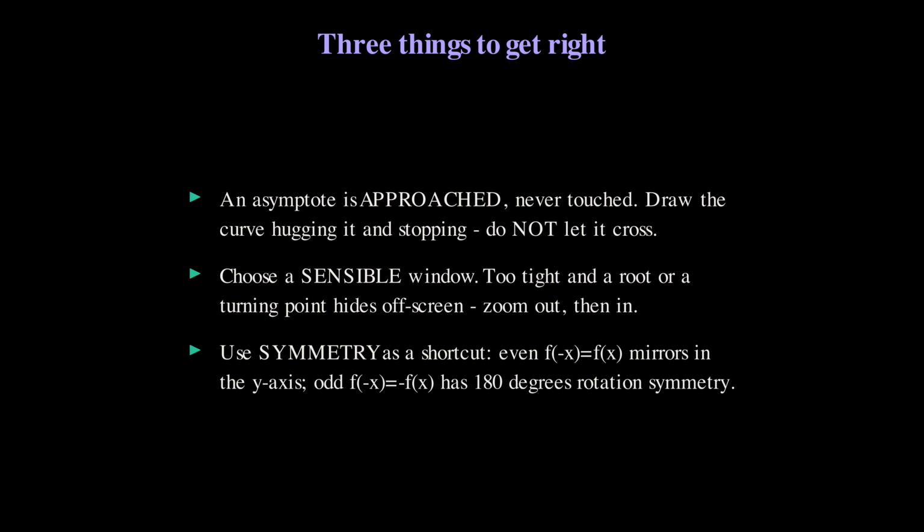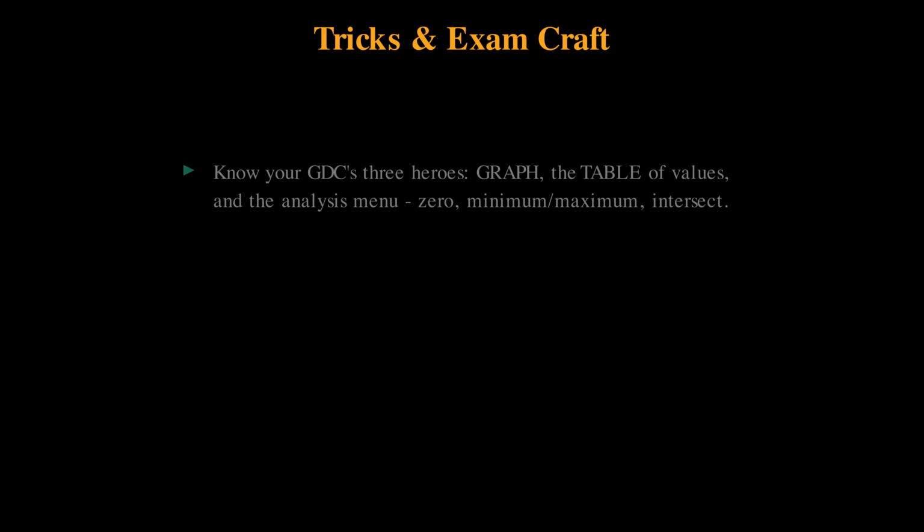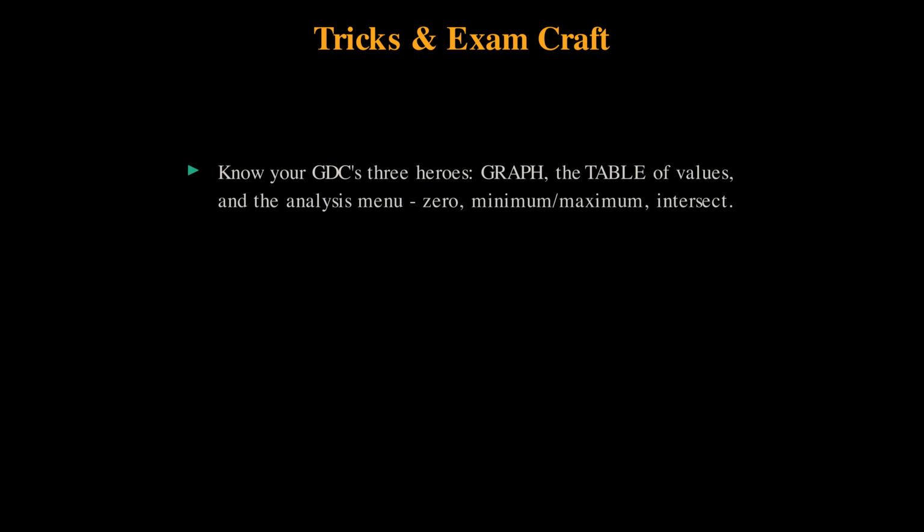Now, the exam graph, other channels gloss over. Your graphics calculator has 3 heroes you must know cold. The graph screen itself, the table of values, brilliant for checking a specific point or spotting where a sign changes, and the analysis menu, which hands you zeros, minima, and maxima, and intersections.